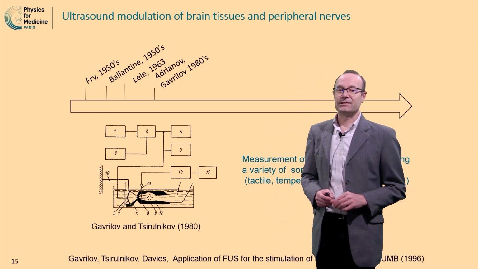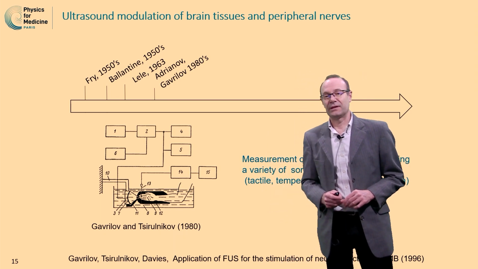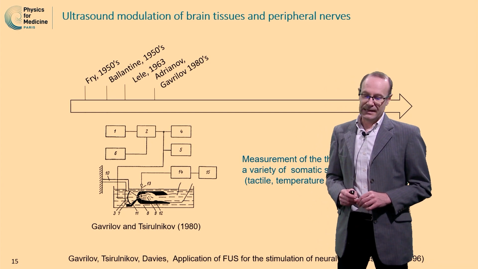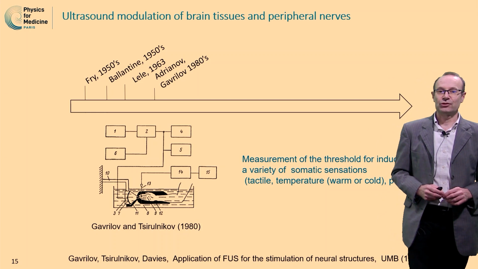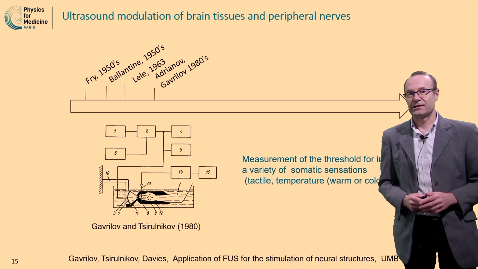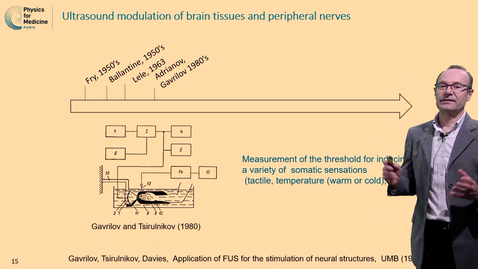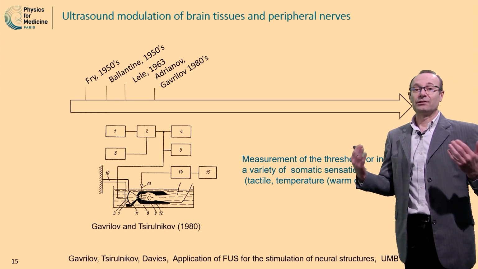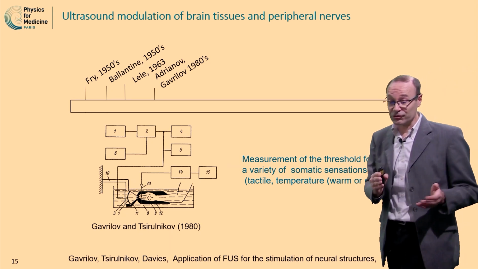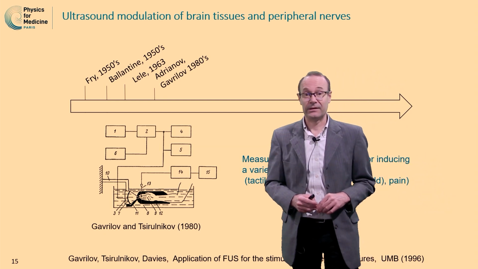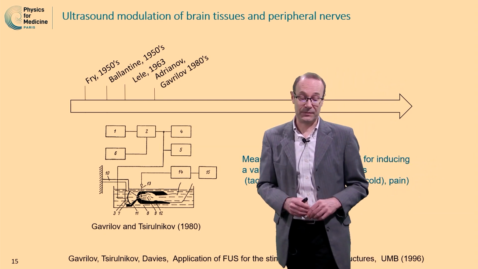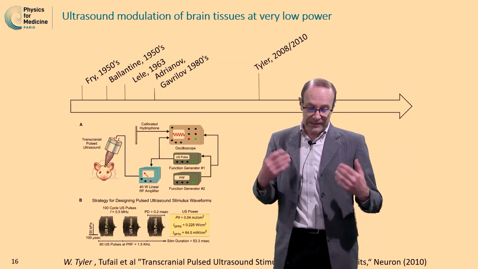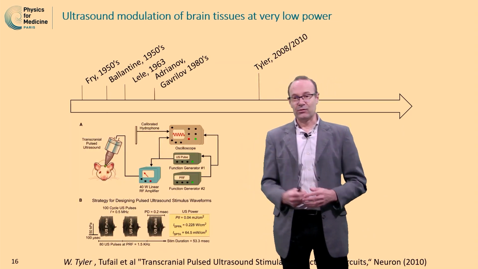Gavrilov and his colleagues also did lots of experiments in the 80s, and they were able to induce a variety of somatic sensations in the hand of volunteers. So they could induce either tactile sensations or temperature sensations, so warm or cold sensations in the hands, and sometimes pain, depending on the parameters.